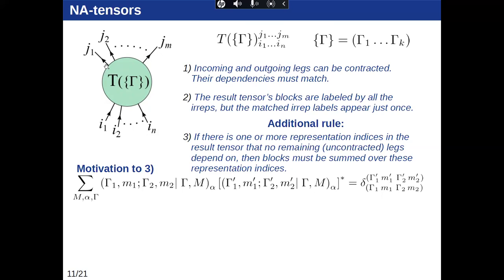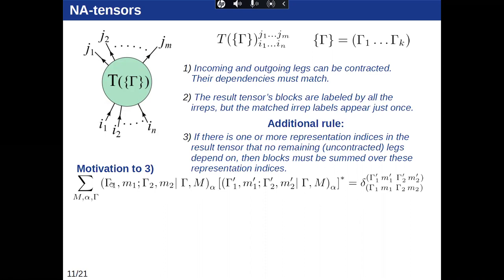So the motivation to three is, for example, if I see the well-known orthogonality relation of the Clebsches, then I see that if I sum over capital M, gamma and alpha, and this is the product of the Clebsch and the Clebsch conjugate, then because the Clebsch-Gordan coefficient describes a unitary transformation, at the end I get a delta. But in this sum, I have to sum over the representation gamma that appears in the product of gamma one and gamma two.